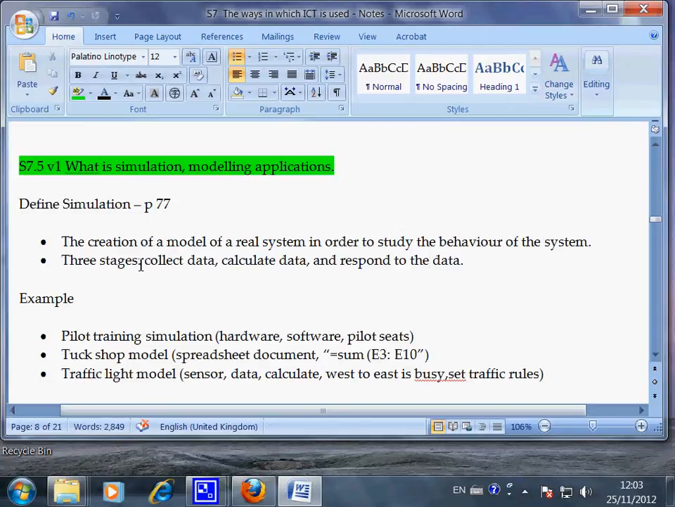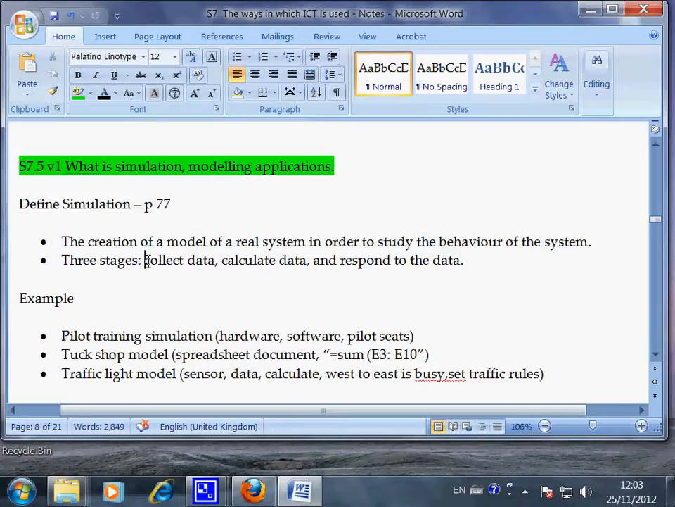So there were three stages in the simulation or modeling process. The first one is to collect data. The second part is to calculate the data, and the next one is to respond to the data.